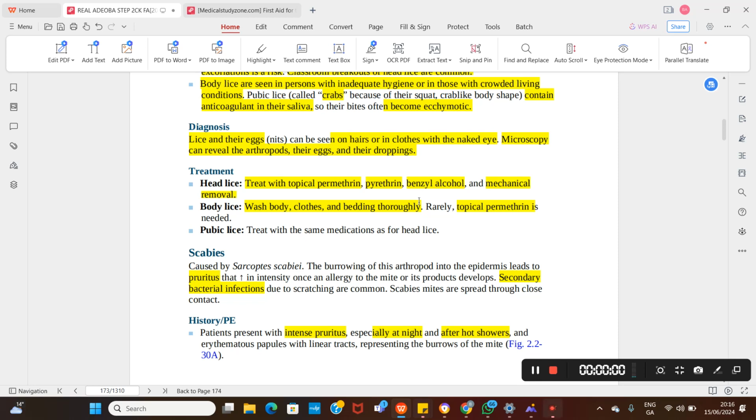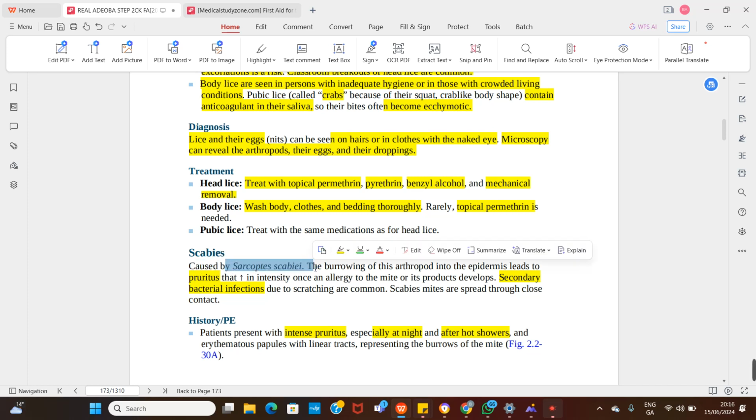Hello, everyone. We are going to continue by talking about scabies, and I just want to remind us that the causative organism for scabies is the Sarcoptes scabiei mite. We know that this mite tends to burrow into the epidermis of the skin, provoking some inflammatory response, some allergic reactions that bring about pruritus.